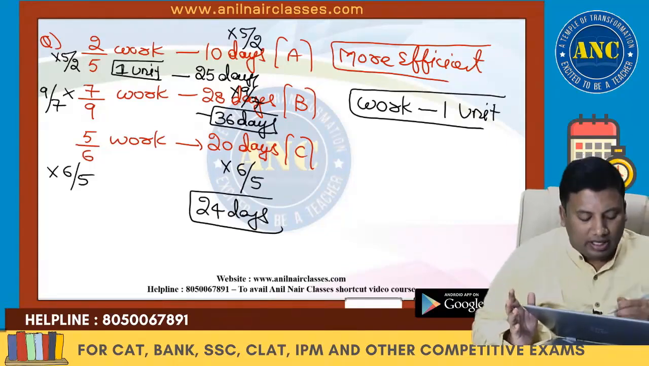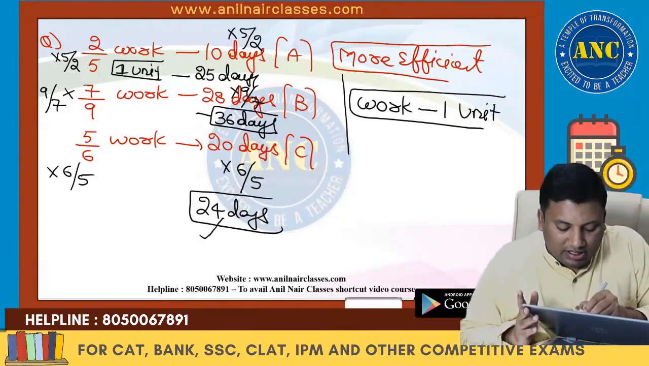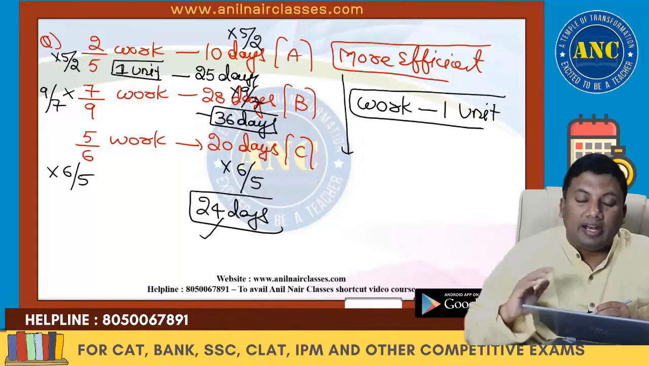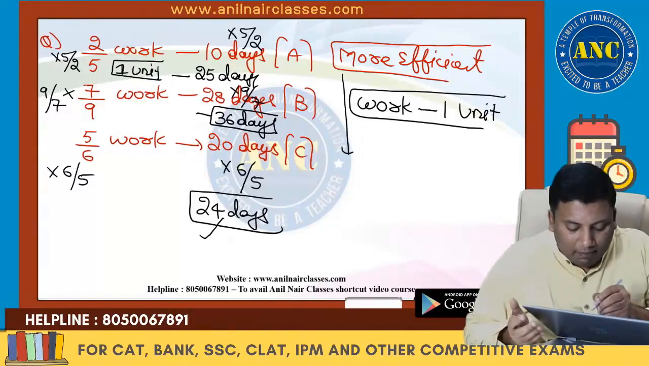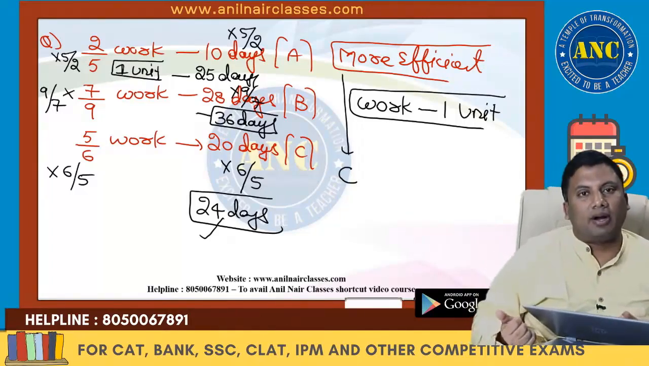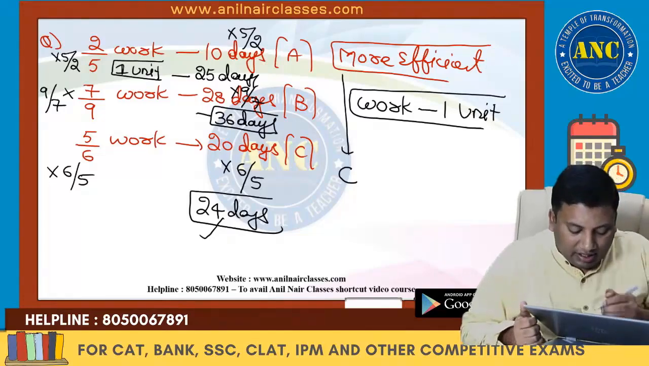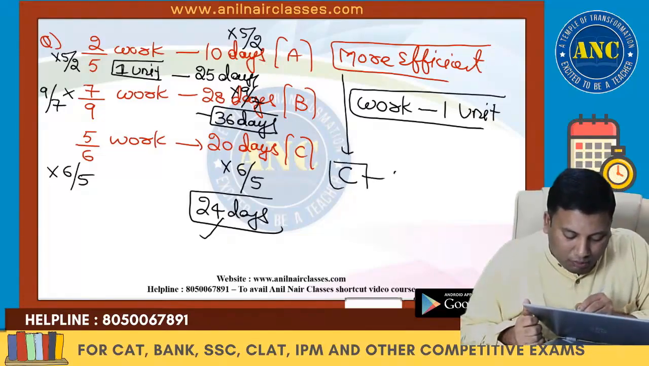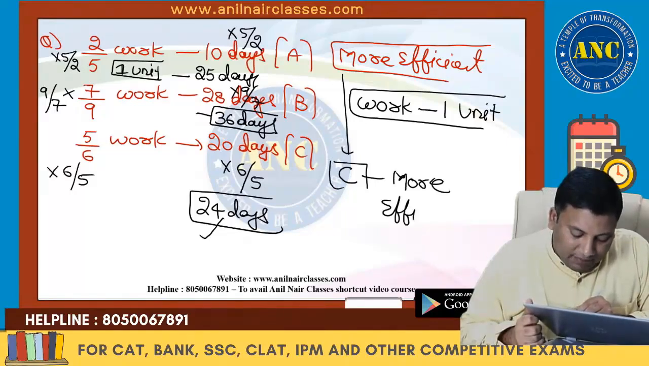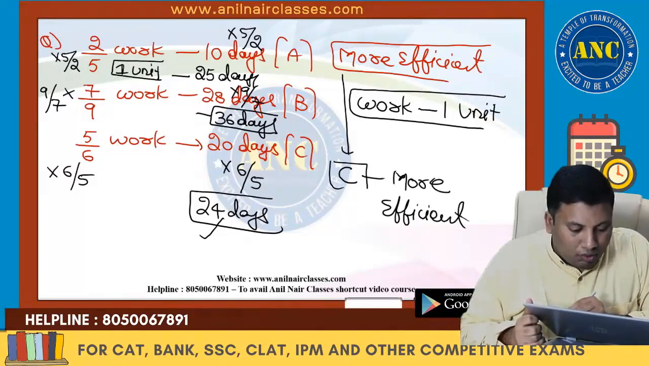Who is doing less work? C is doing less work. In fewer days, he is completing the work. So who is said to be more efficient? C is said to be more efficient. Fewer days, more efficient.